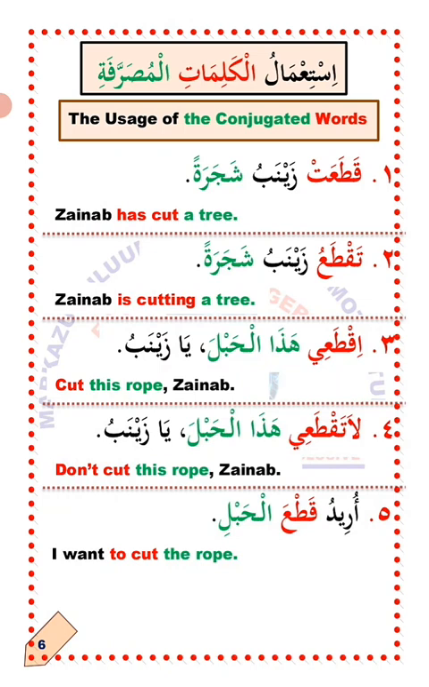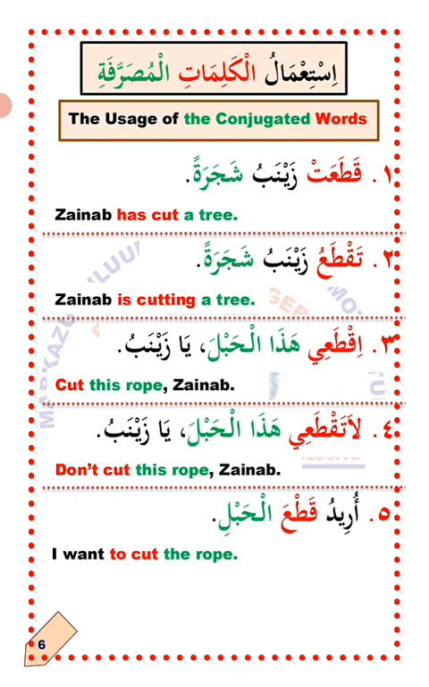Thalatha, number 3. Iqta'i hadha al-habla ya Zainab. Iqta'i, cut. Hadha al-habla, this rope. Ya Zainab, Zainab. So iqta'i is an example of amr. Arba'a, number 4. La taqta'i hadha al-habla ya Zainab. La taqta'i, don't cut. Hadha al-habla, this rope. So la taqta'i is an example of nahy. Khamsa, number 5. Uridu qata al-habl, I want to cut the rope. So qatu is an example of masdar. Qatu is the masdar of qata'a yaqta'u.